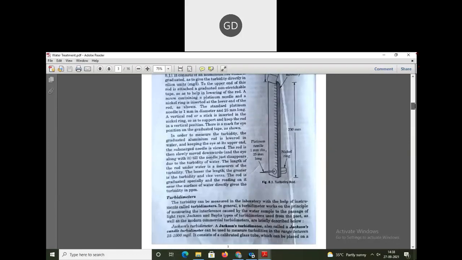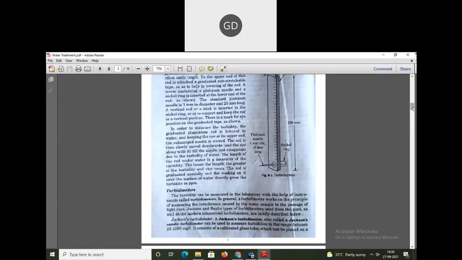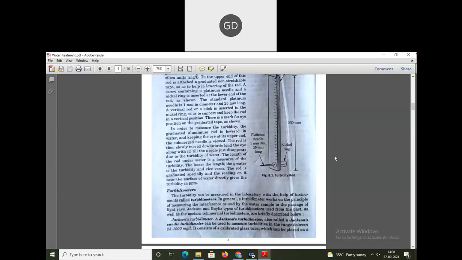Next, for doing the test in a laboratory: the turbidity rod is for field work, and in a laboratory, if you have to measure the turbidity, you can measure it using a turbidimeter. So the turbidimeter is used in the laboratory, and the turbidity rod is used in the field.